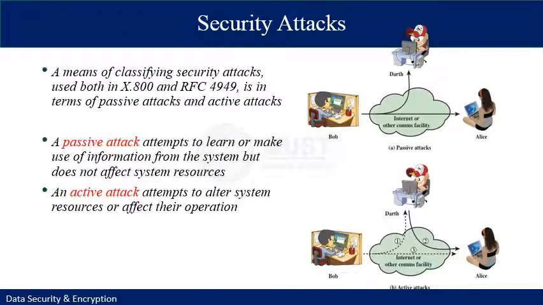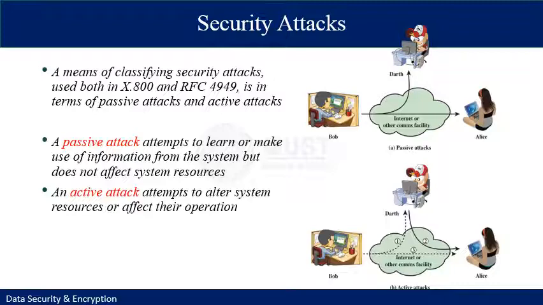So there are two kinds of security attacks. Number one is passive attack, and number two is active attack. This is a means of classifying security attacks used both in X.800 and RFC 4949. These are two standards that we will use in this course for managing security of the system.